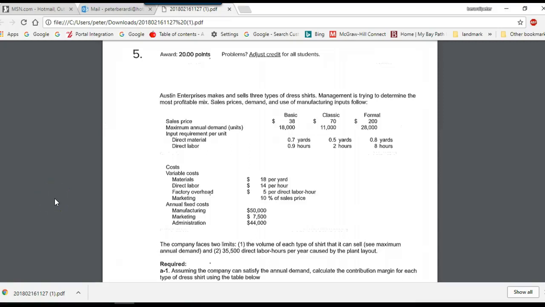Hi, Professor Barati here. I'd like to go over the theory of constraint problem in Chapter 4 to help you figure out how to calculate some of the questions on the problem.